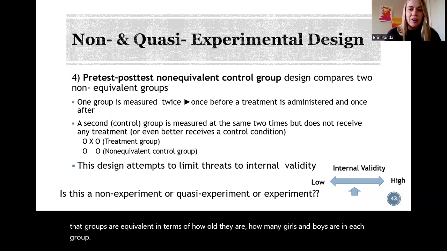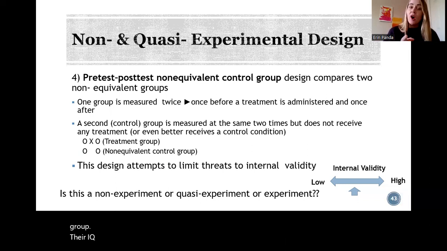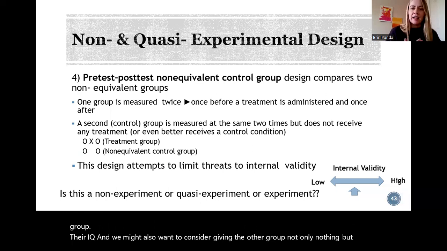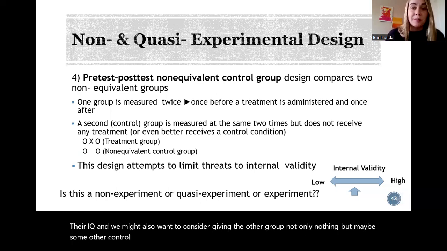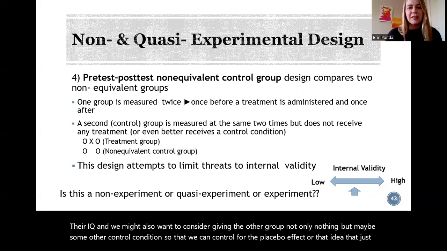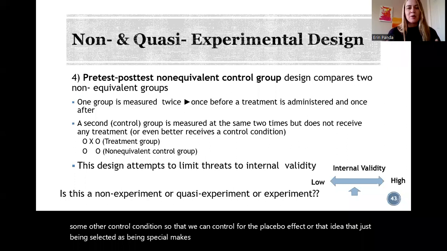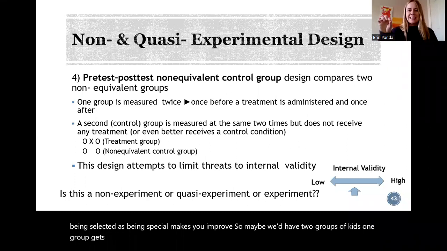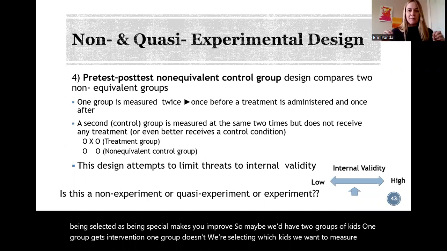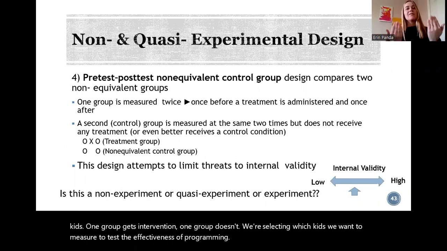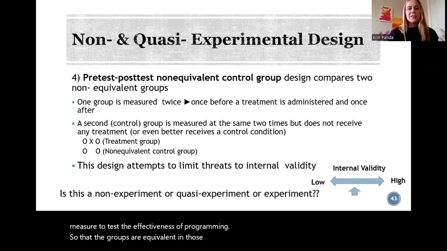their IQ, and we might also want to consider giving the other group not only nothing, but maybe some other control conditions so that we can control for the placebo effect, or that idea that just being selected as being special makes you improve. So maybe we'd have two groups of kids, one group gets intervention, one group doesn't. We're selecting which kids we want to measure to test the effectiveness of programming learning so that the groups are equivalent in those other possible confounding variables.